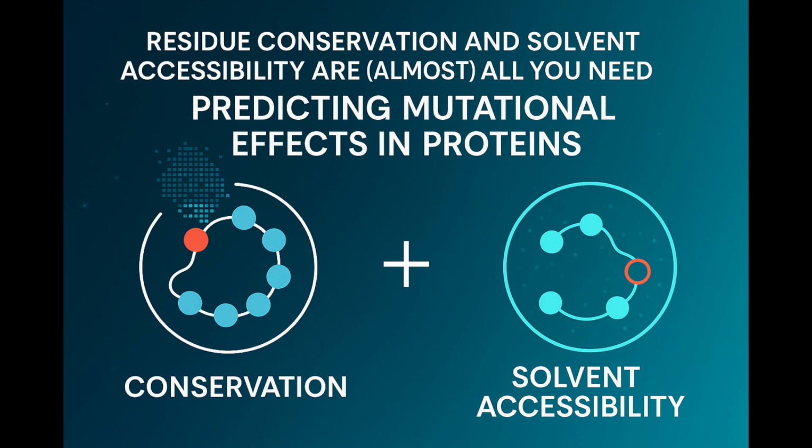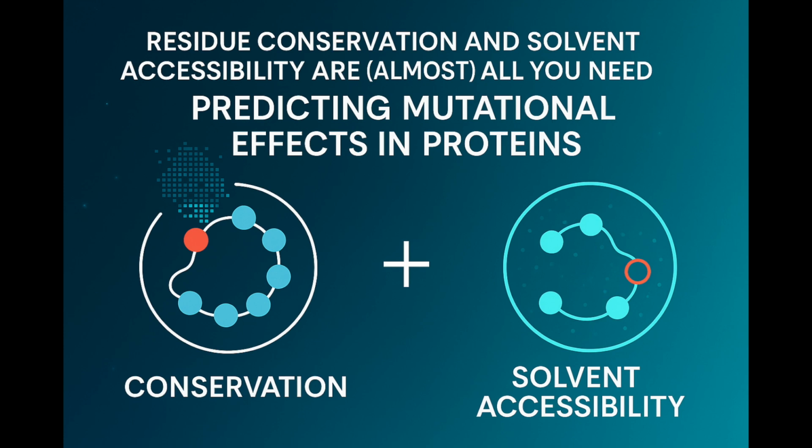Okay, so let's get into it. This model is called RSALOR, and our mission today for this deep dive is to understand why something so simple works so well, at least according to the sources. So RSALOR is basically built on just two main ideas, both pretty grounded in biology. First, evolution, looking at how conserved a protein part is. And second, structure, specifically how exposed or buried that part is.